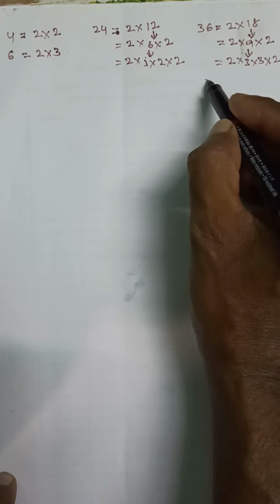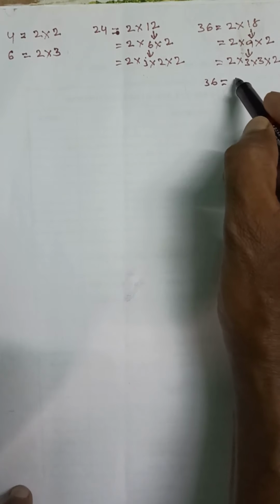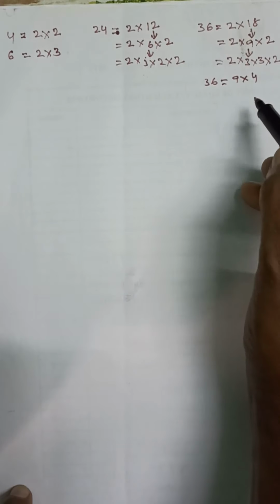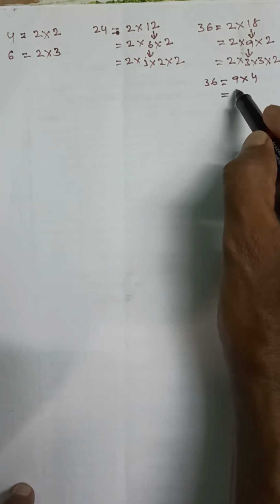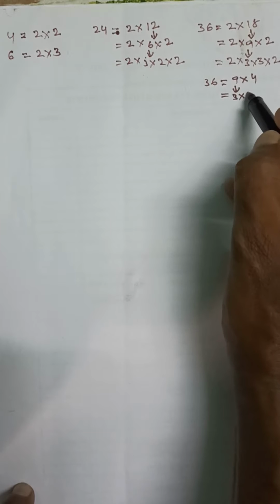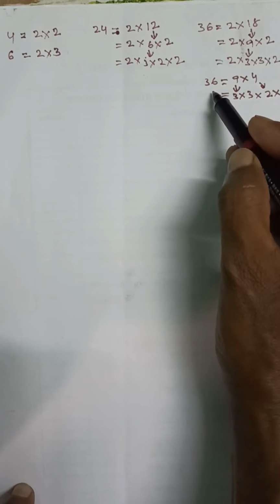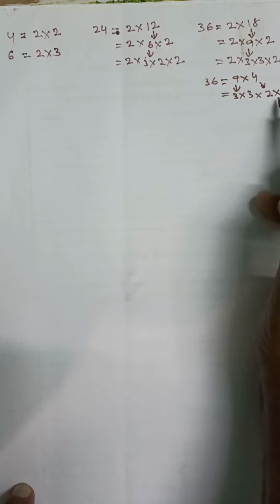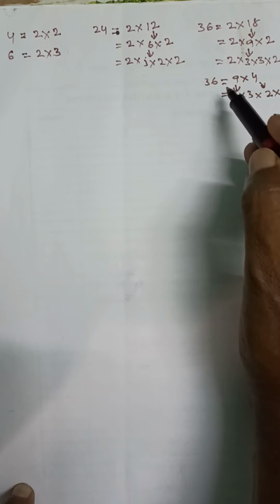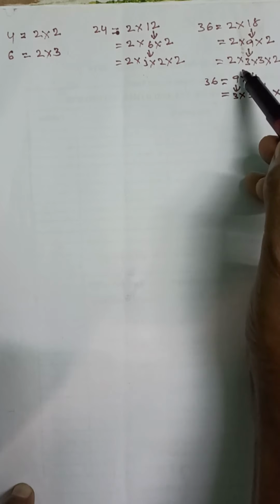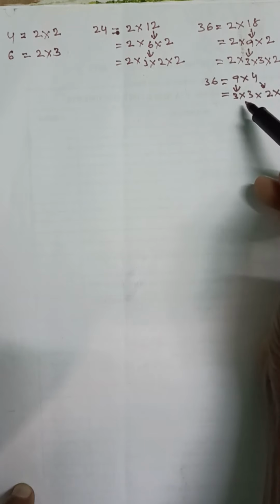Same 36 we can write as 9 fours are 36. This 9 can be written as 3 into 3, and the prime factors of 4 are 2 into 2. So here the prime factors of 36 are 3, 3, 2, 2. And 2, 2, 3, 3 are also factors of 36, but here the order is changed.